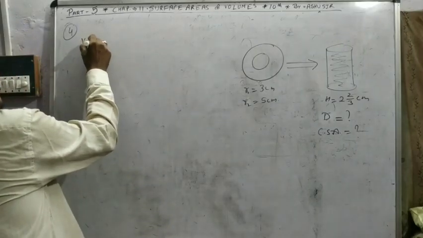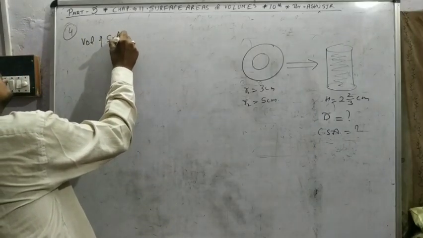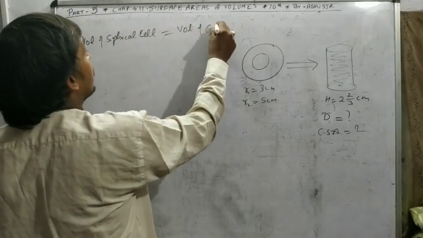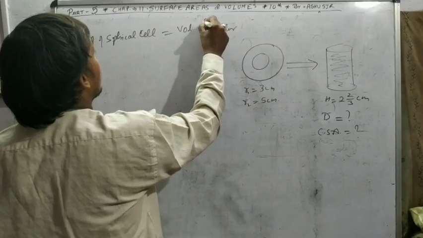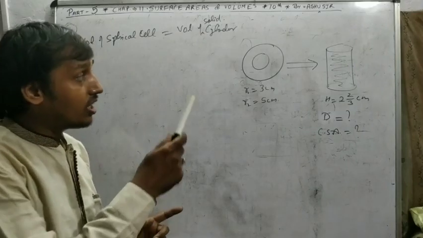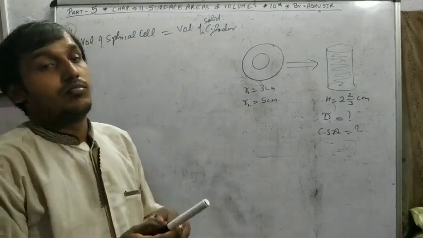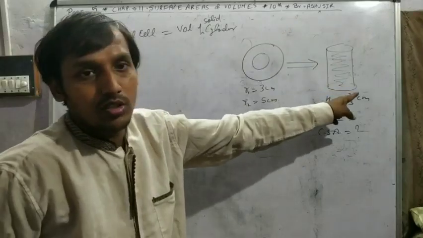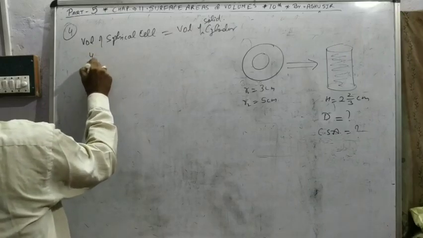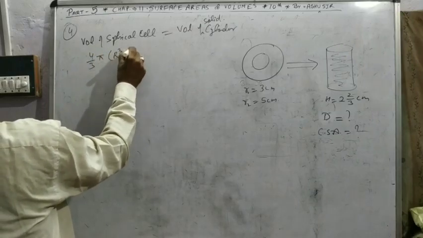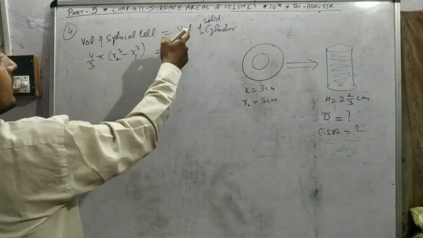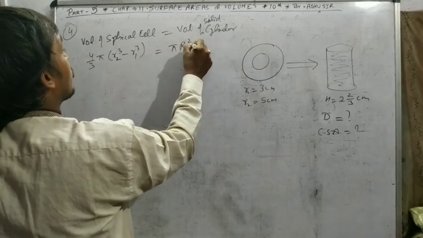It means the volume of the spherical shell is equal to the volume of the solid cylinder, because the material is the same. It melted into this form. That means both have the same volume. So this volume is 4 by 3 pi (r2 cube minus r1 cube), and here pi r square h.